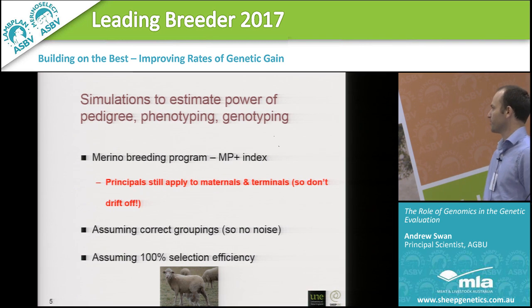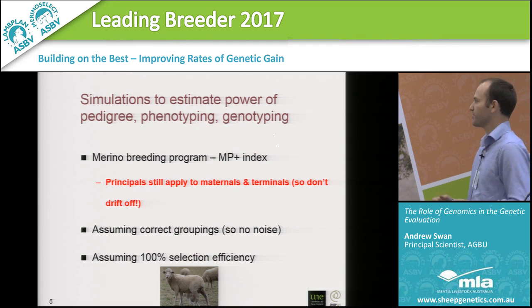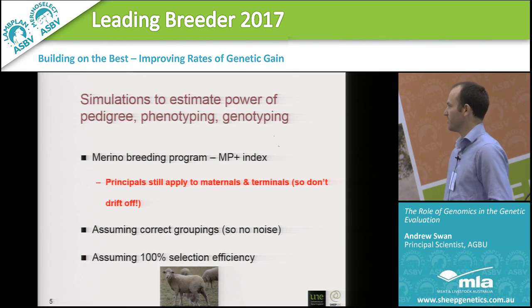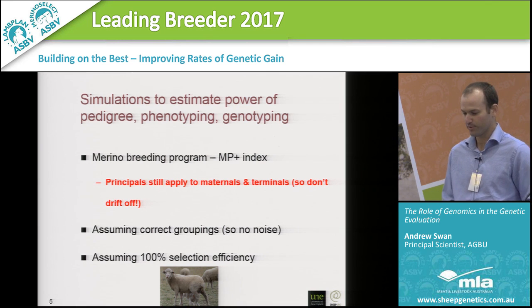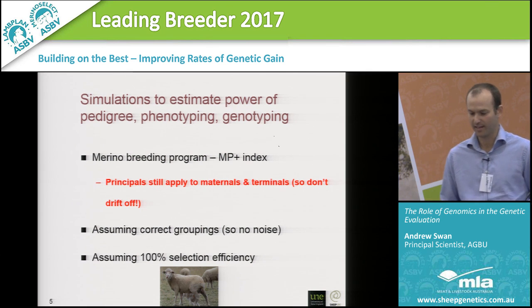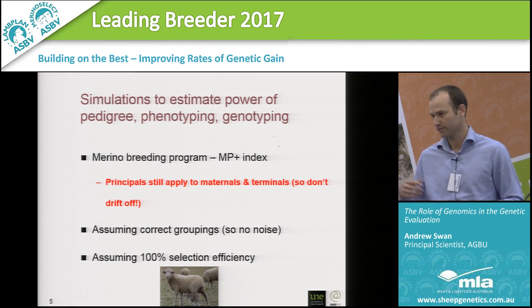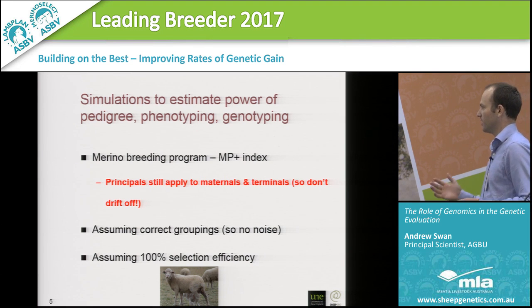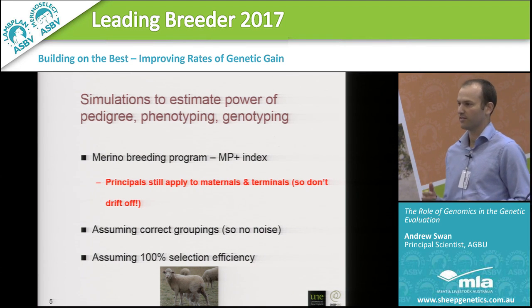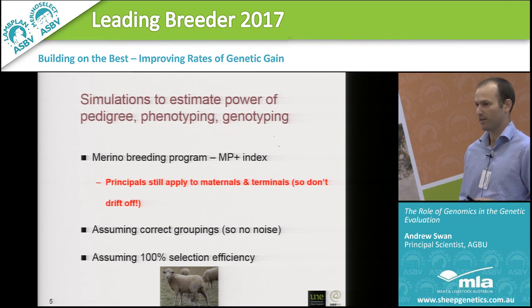So I did some simulations to estimate the power of pedigree and phenotyping and genotyping, and I used the MP plus index, but the principles still apply, so you maternal and terminal people don't drift off just yet. And in this, I'm assuming there are correct groupings, so there's no noise, and assuming that there's 100% selection efficiency. So it's in a closed nucleus, and we're selecting the best rams based on breeding values and the best ewes, and they're randomly mated.